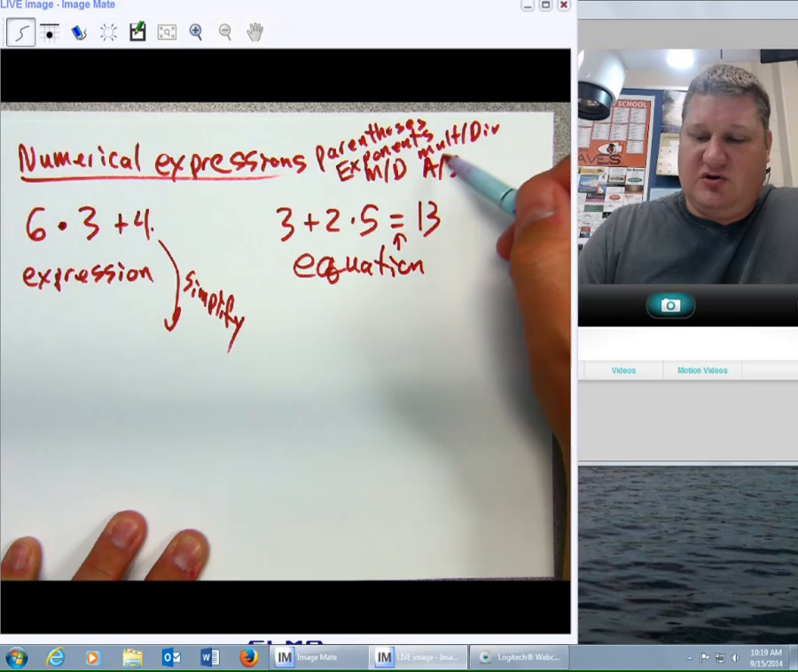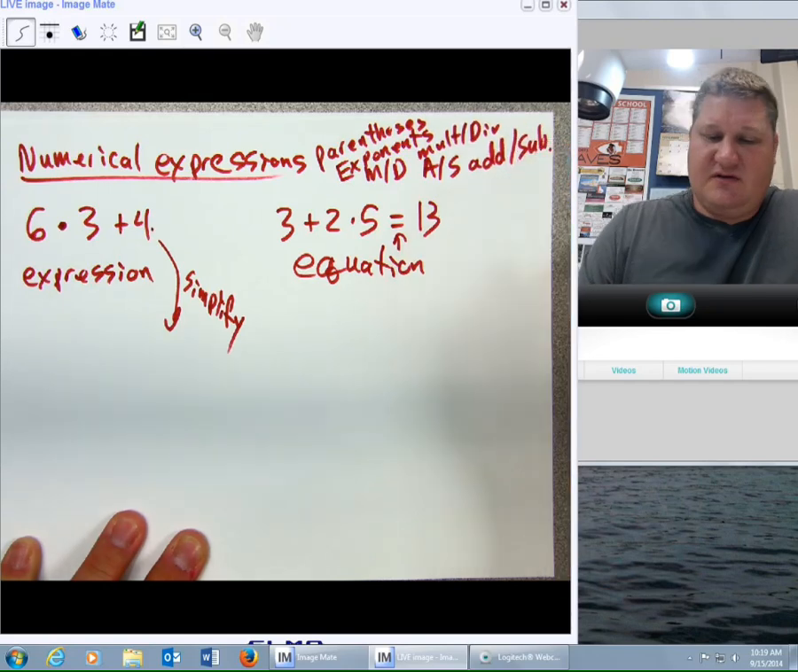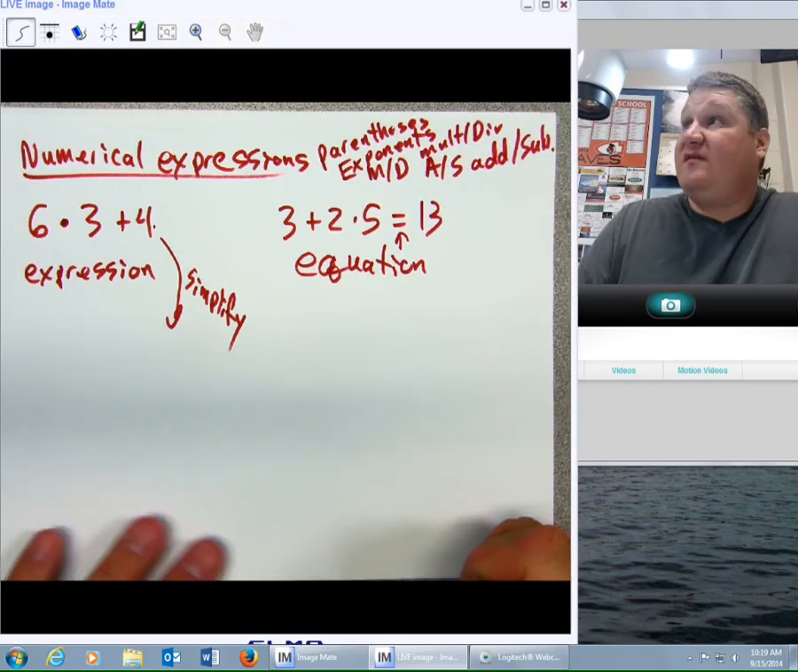So they're not on separate lines, they're together. And finally, addition, subtraction. Okay? And again, left to right is how we're going to work with those.